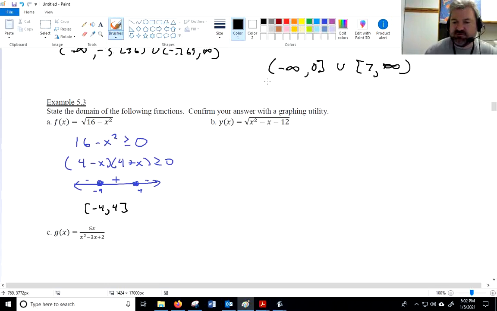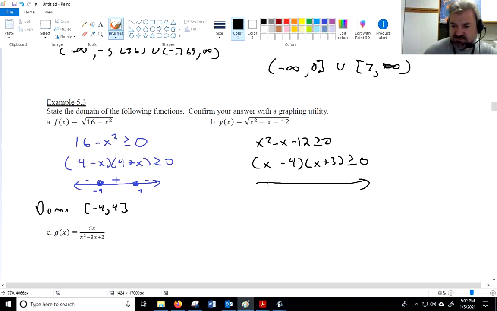All right, now in the next one, we need to see how the domain is going to be found. The domain is wherever x squared minus x minus 12 is greater than or equal to 0. Well, let's factor it. That's going to be x minus 4 and x plus 3. And we get 4 and -3. And so this is actually positive here and here. So my domain is -infinity to -3, union 4 to infinity.